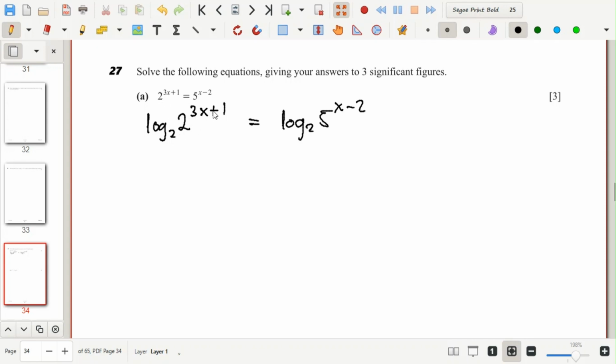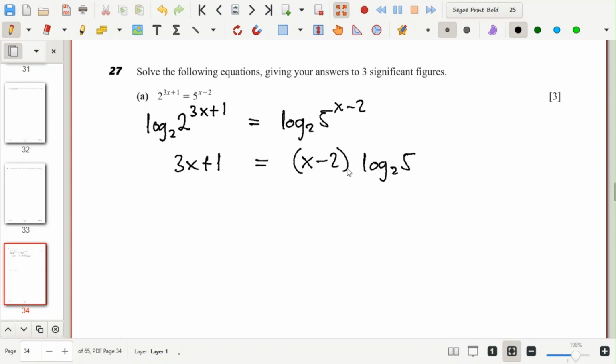So this one becomes 3x plus 1 is equal to x minus 2 in brackets. Someone will say, what if you found log to the base 5 of both sides? That one will also work for you. What if you find log to the base 10 of both sides? That one will also work. Just choose the one that will make your life easier and faster. They're not requesting the exact solution, so you can break it down into decimals if you like.